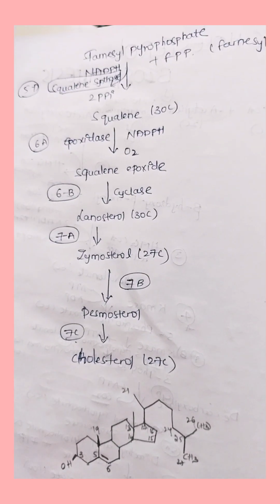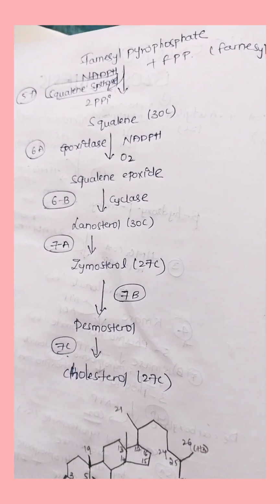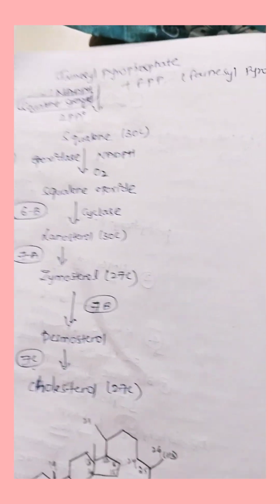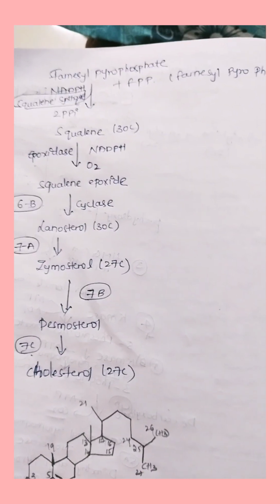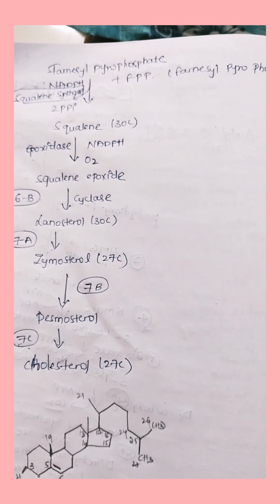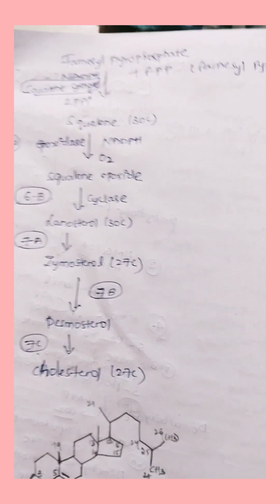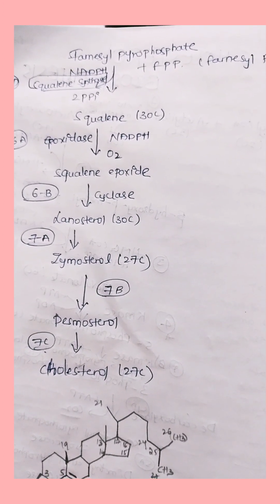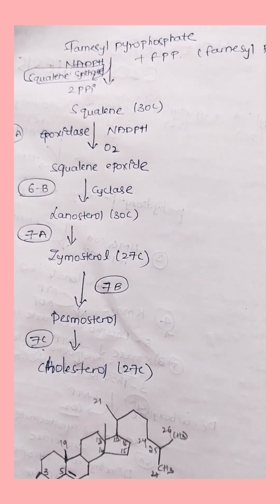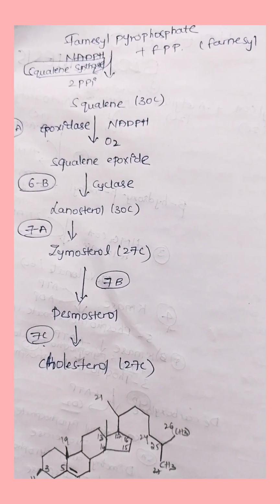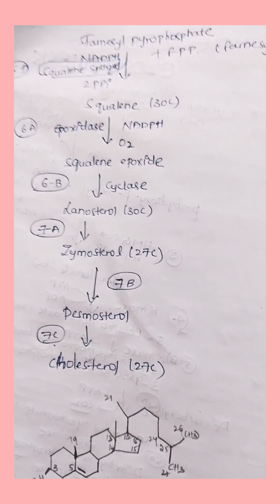We'll continue now. To this farnesyl pyrophosphate, we add one more farnesyl pyrophosphate, which is 15 carbon. 15 plus 15 is 30, so we get 30 carbon squalene. In the presence of squalene epoxidase, we get squalene epoxide as a product. Then cyclization occurs.